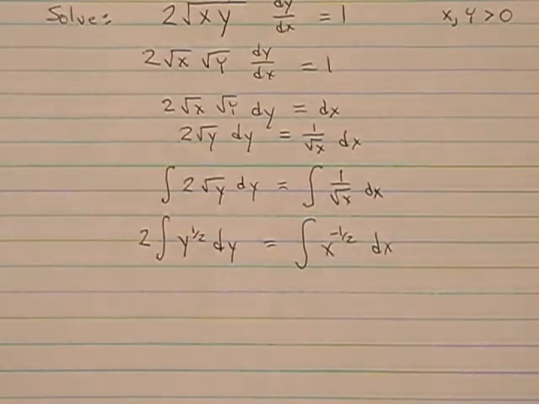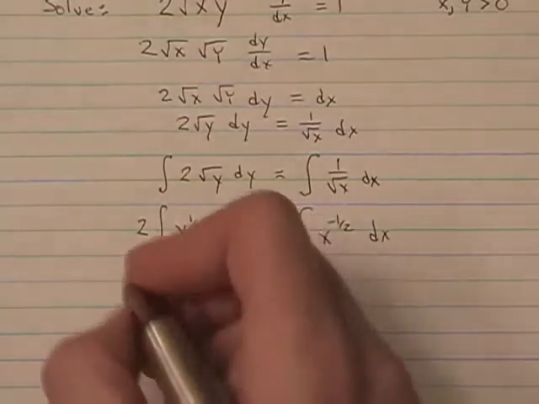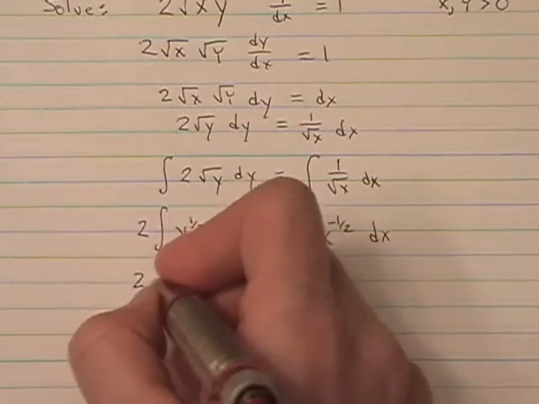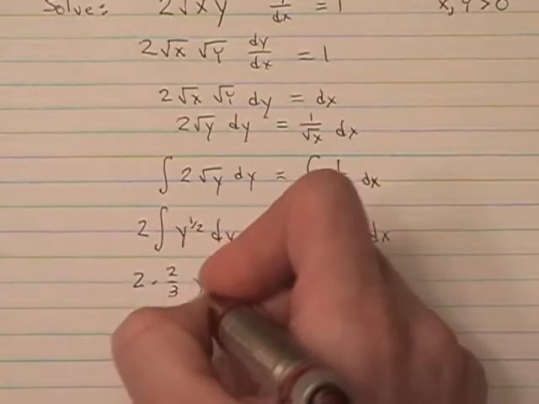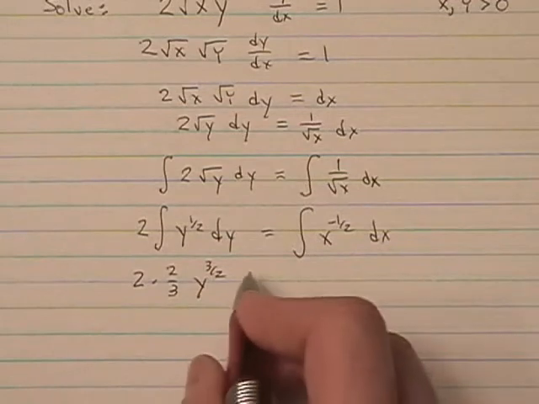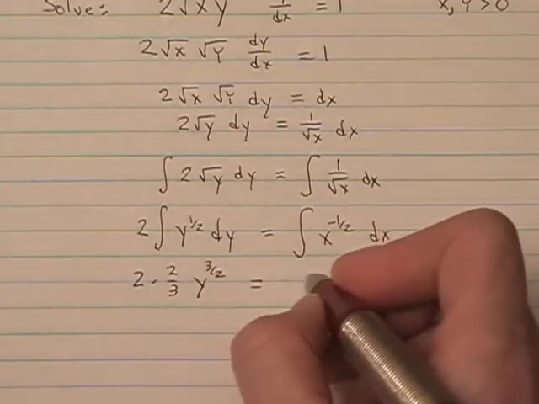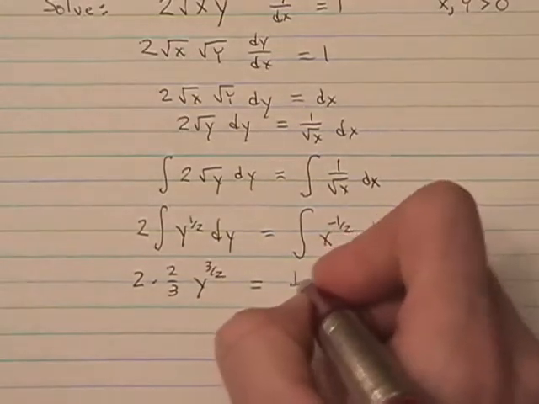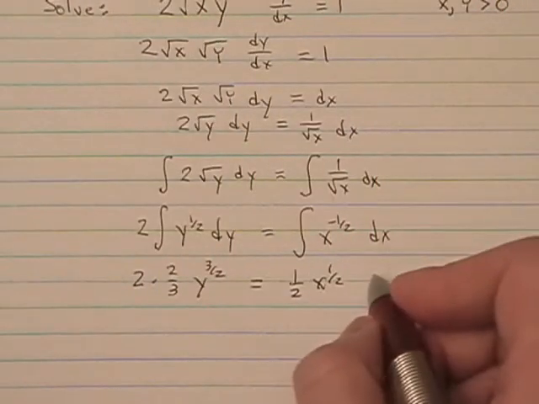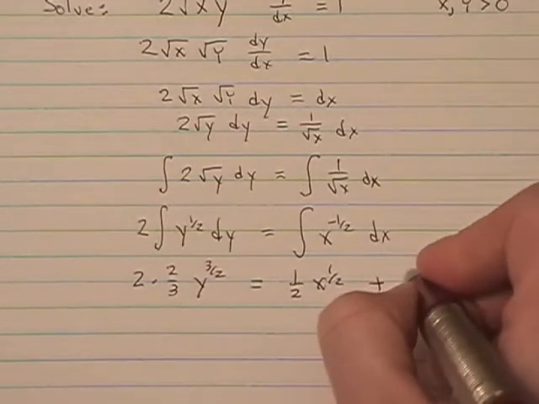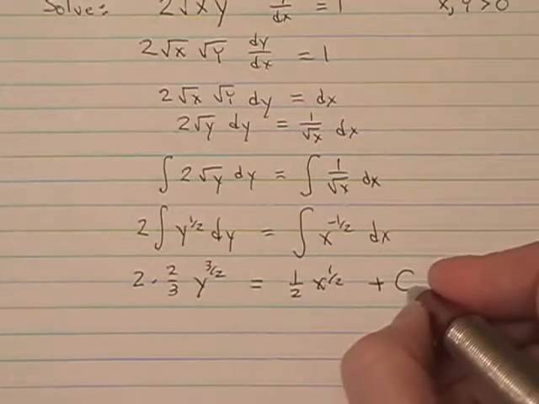Power rule for fractions with antiderivatives. On this side we'll end up with 2 times 2/3 y to the 3/2. Now there is a plus c here, but we're going to combine it with the plus c over here and just have 1. On this side we'll have 1/2 x to the 1/2, and then, like I said, we'll take the constant from the left and the constant from the right, put them together and come up with some other constant. We'll call it plus c.